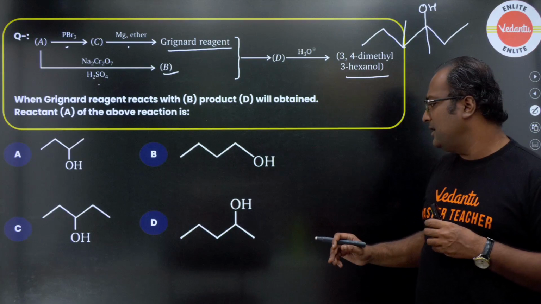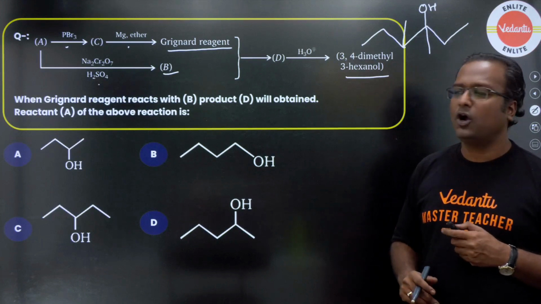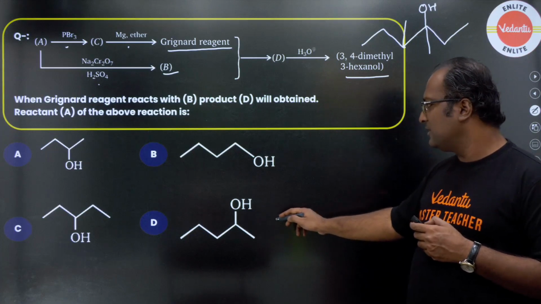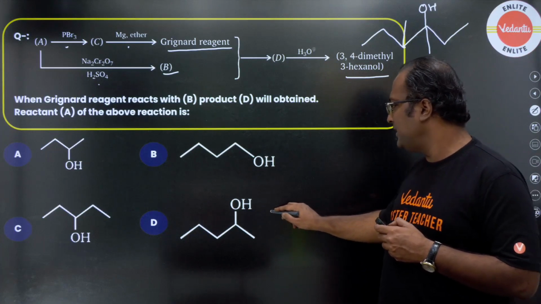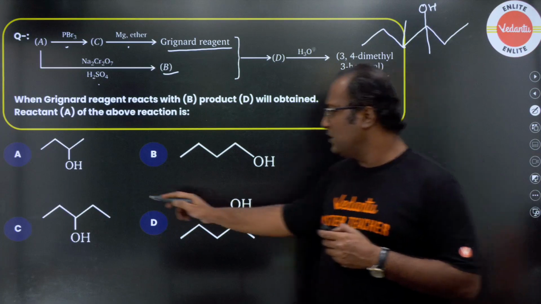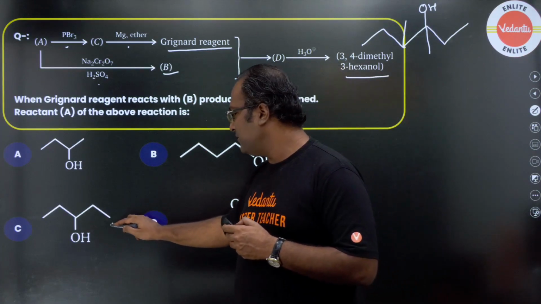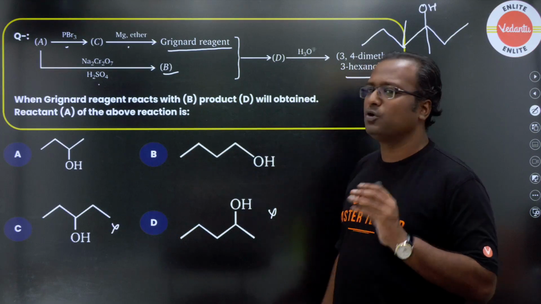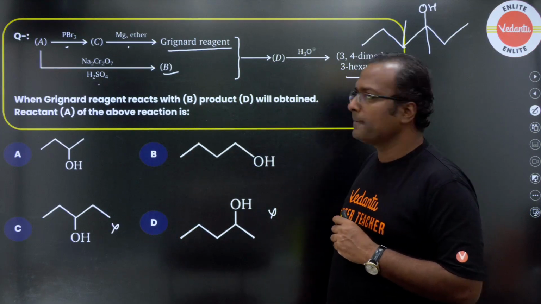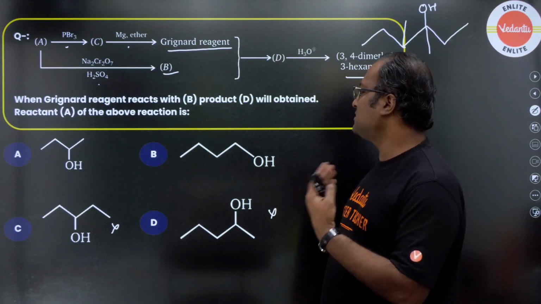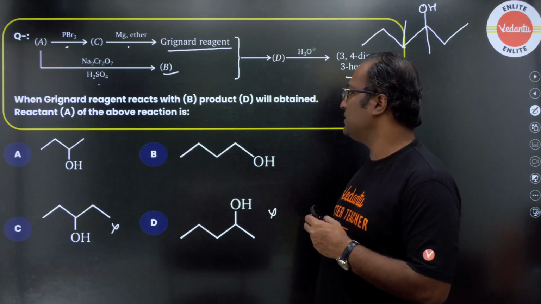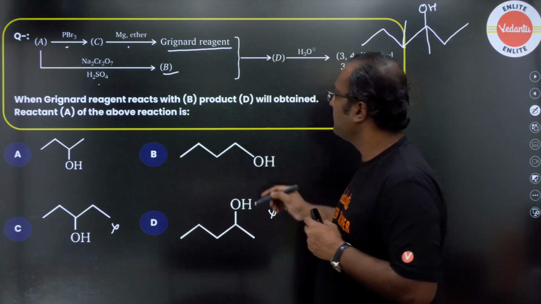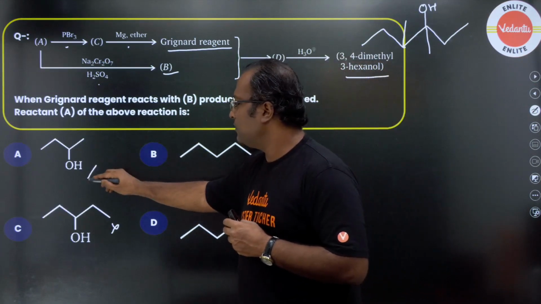So let's try and eliminate anything that does not have 4 carbons. Option D: 1, 2, 3, 4, 5. This has 5 carbons. I wouldn't want D to be my answer. Option C: 1, 2, 3, 4, 5. Again 5 carbons. I wouldn't want this to be my answer. The rest, A and B, have 4 carbons each. Okay? Now let's try and start solving the question. Let's assume that this is your compound A.